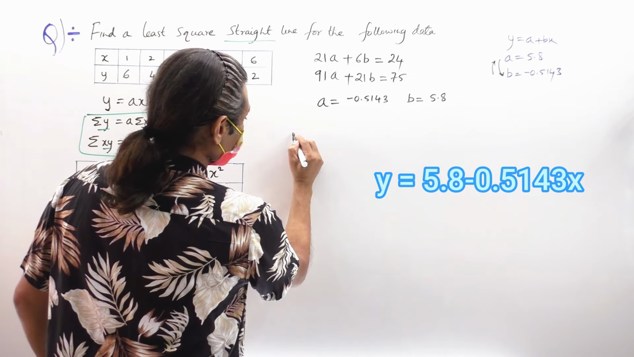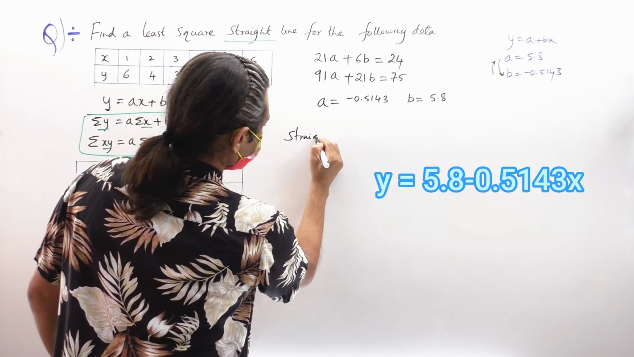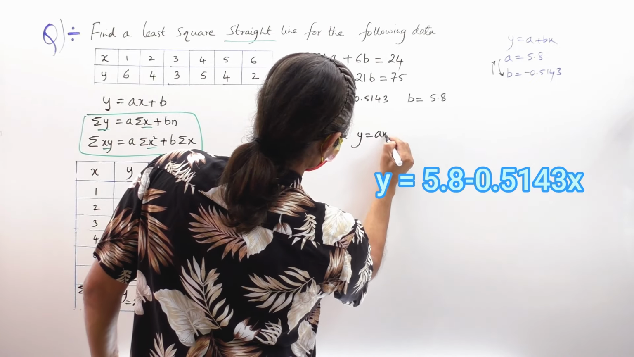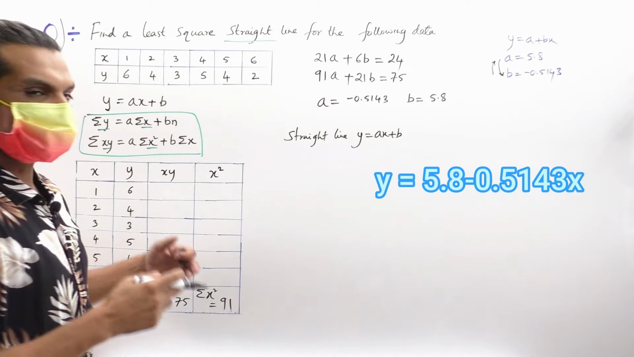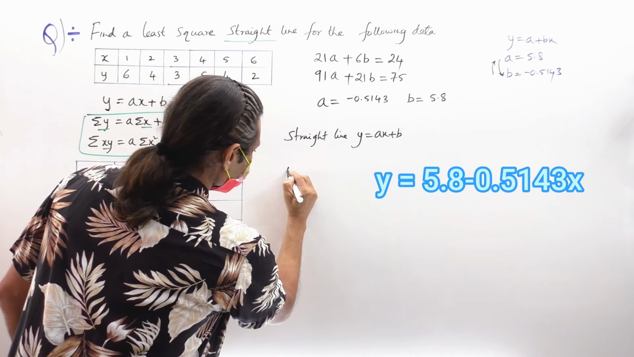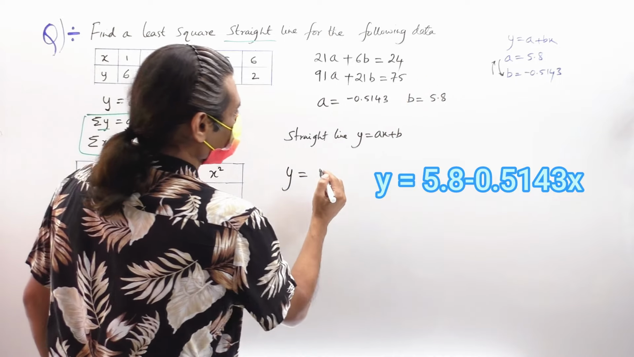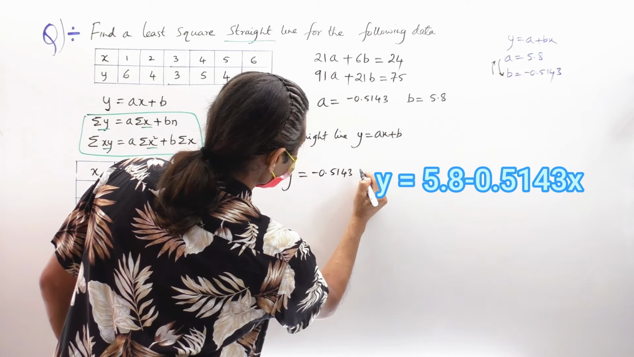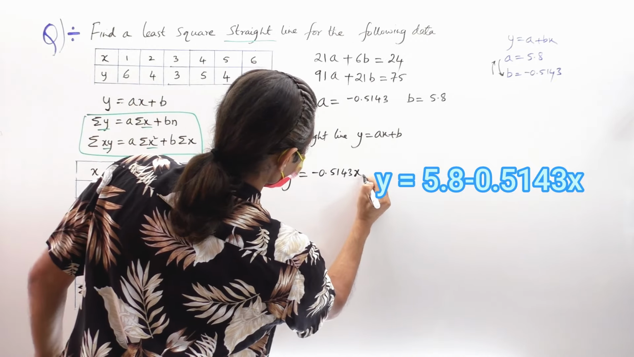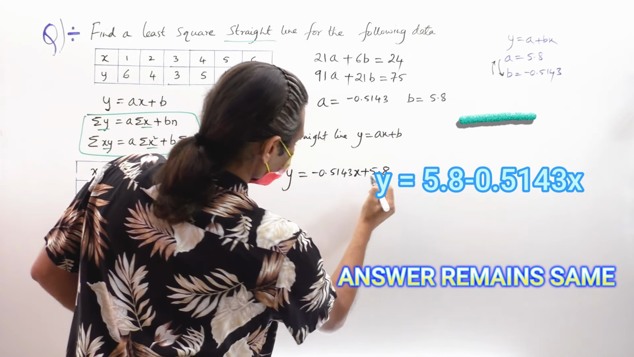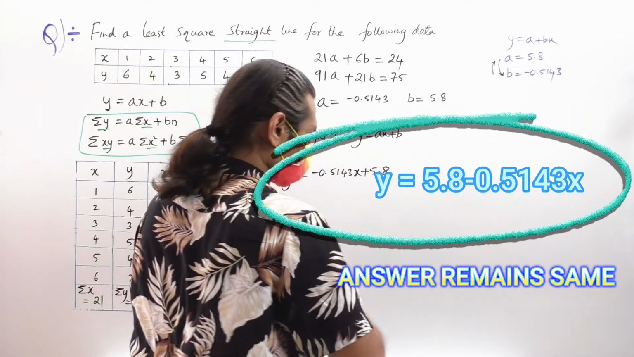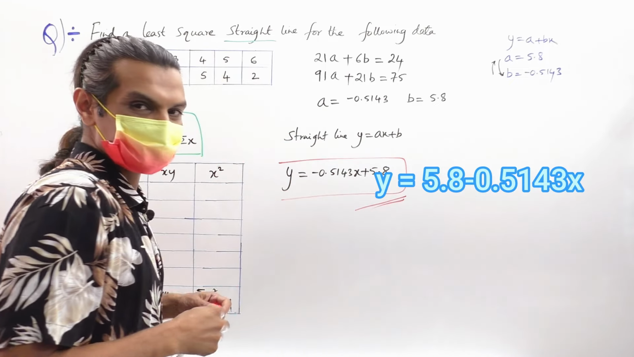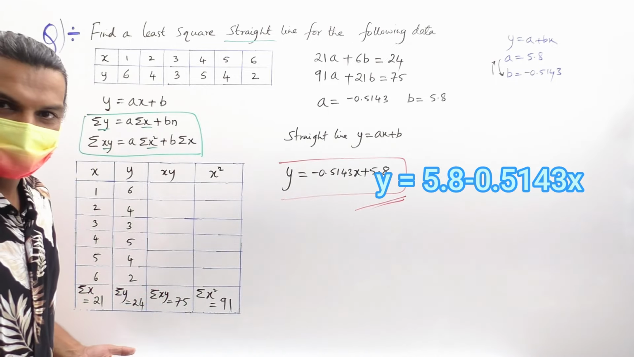Therefore, the straight line is y is equal to ax plus b. So we have the fit for the straight line. We have a and b. So the equation is y is equal to, what is a? It is minus 0.5143 x plus b, 5.8. That's all. This is the equation of the straight line. This is how we do it. This is as simple as that.